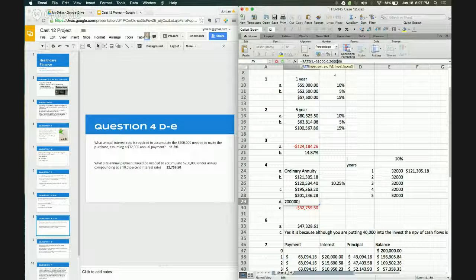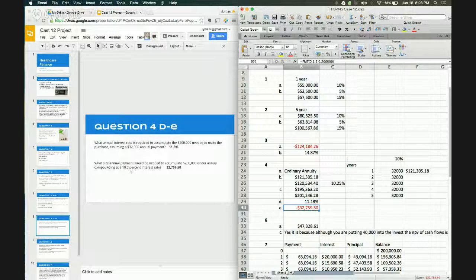And we're looking for a future value of $200,000. So our interest rate is going to be, the one that we need is 11.18% to be precise. And the last part of question 4 asks us, what size annual payment would be needed to accumulate $200,000 under annual compounding at 10% interest rate?